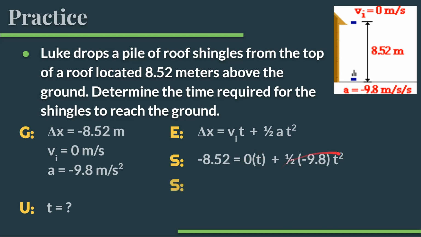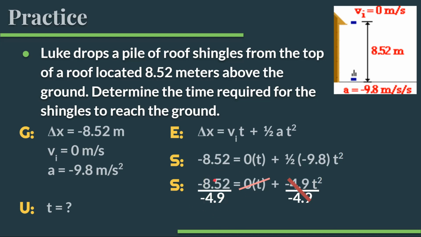Okay, but this one's not an issue because this is going to go away. That's going to allow me to solve for time over here. I only have it in one spot. So I have negative 8.52 equals 0 t. I'm going to cross that off because that's going to be 0. Plus half of negative 9.8 is negative 4.9 times t squared. Again, to isolate my variable t, I need to get that negative 4.9 out of there. Currently, these are being multiplied, so I'm going to do it by division. Divide it on both sides, cancels it on the right, and now this is what goes on my calculator.